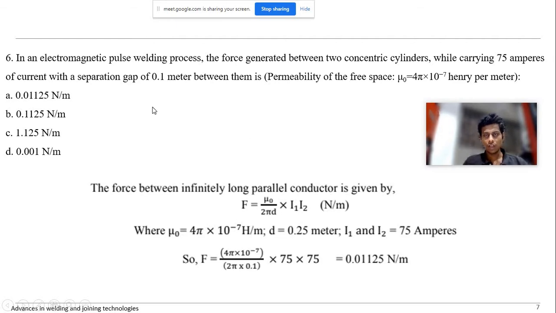Since everything is in SI units, there is no need to worry about any conversions, so we can directly substitute here. The value of D here is mentioned as 0.25, but it is wrongly printed; it is 0.1. Here it is substituted as 0.1. After substitution, we will get 0.01125. So the answer is A.